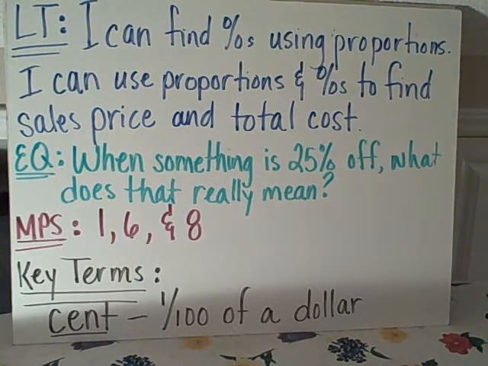All right, this is video 9.1, and 9.1 is actually going to be done over two parts. This first part is going to deal with our first learning target: I can find percents using proportions. Our second video will address the second learning target: I can use proportions and percents to find sales price and total cost.